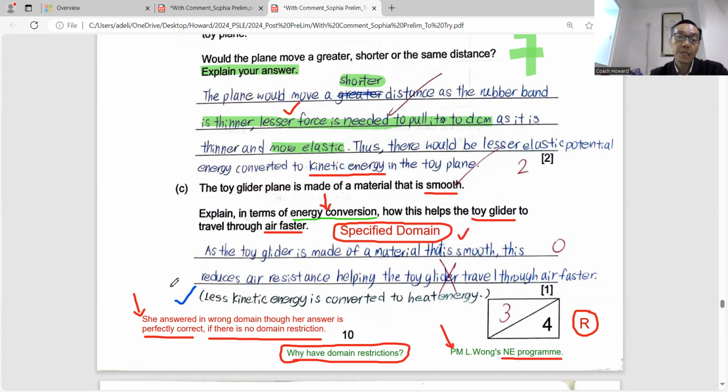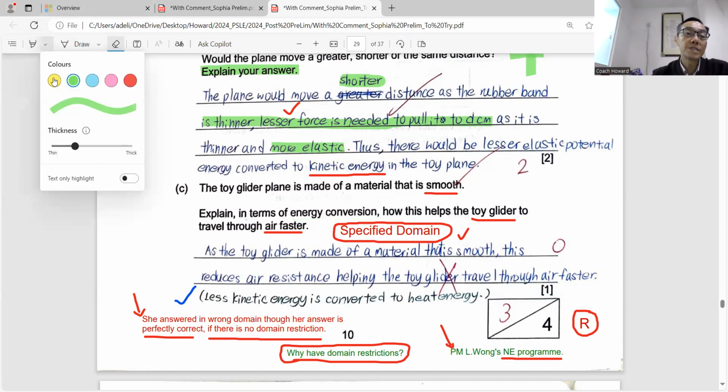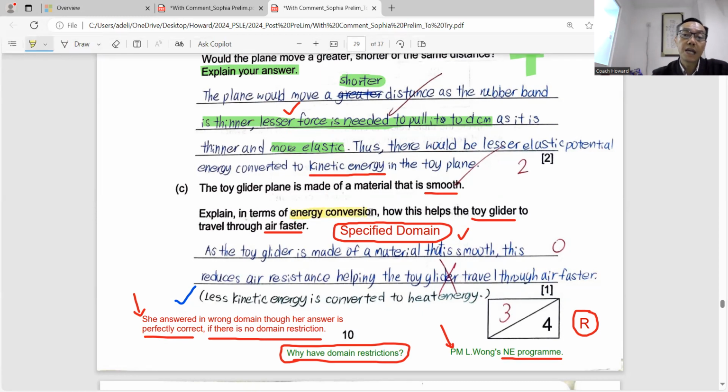So you need to be careful. Here we learn a lesson that although this child answered the concept correctly, it's outside the specified domain. Therefore, she did not get the full marks, which I believe she can get if she had read carefully. So you learn a lesson here. I think she did not highlight this part. Sometimes you answer questions in exams, you can be quite engrossed in answering and you omit certain important parts. If you had highlighted this part, explain in terms of energy conversion, she would not have lost this mark that actually caused her to miss AL1 because she's on the borderline of AL2. But never mind, learn the lesson well and be stronger, be more resilient in the actual PSLE.